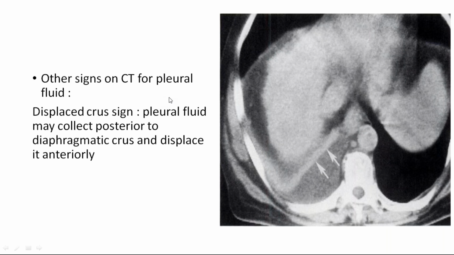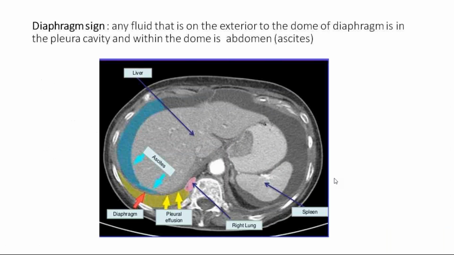And other signs of pleural effusion on CT. Displaced crus sign. Pleural fluid may collect posteriorly to the diaphragmatic crus and displace it anteriorly. This is the displaced crus of the diaphragm, and this sign is seen in pleural effusions.